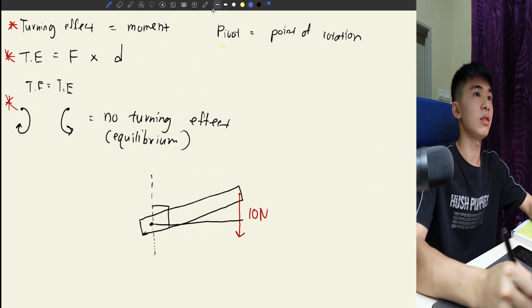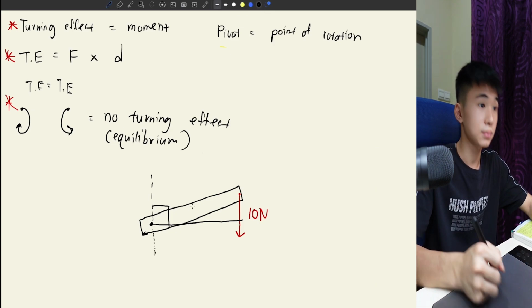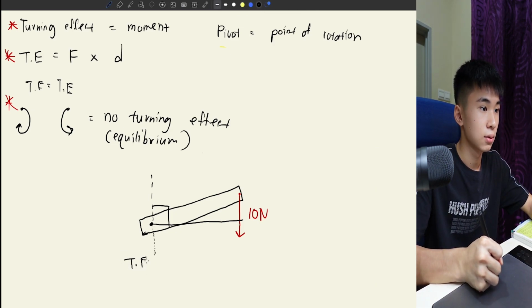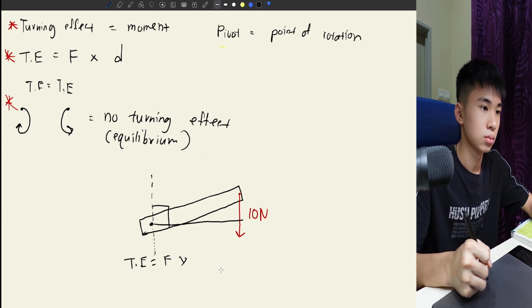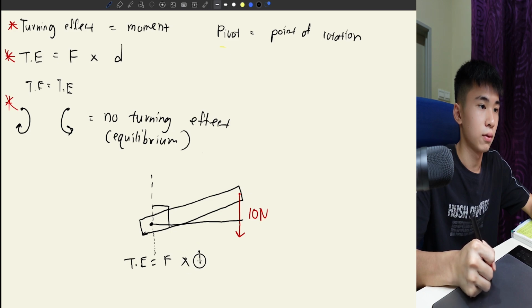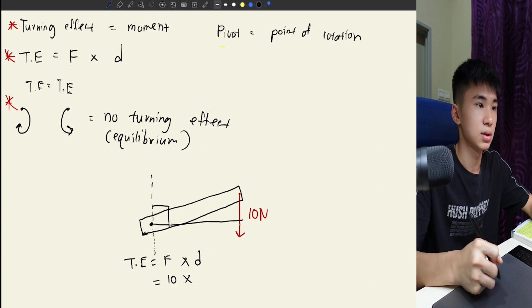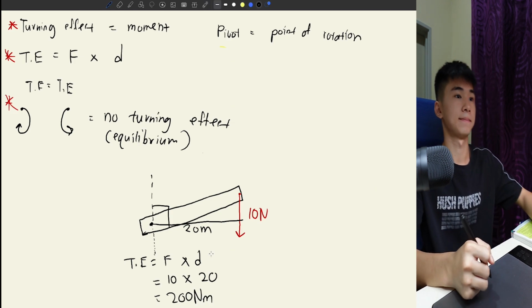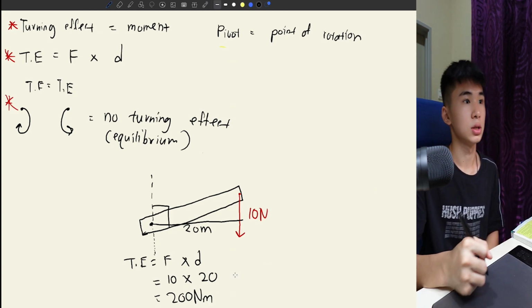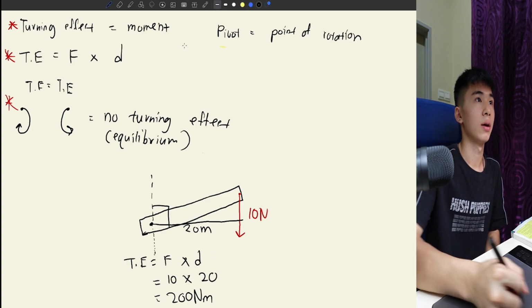So let us calculate the turning effect. F times D, the force which is 10 times, let us say we put 20 meters, so 200 N m. Okay, so that is how it works.